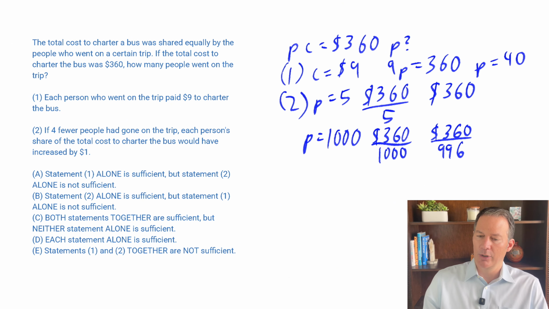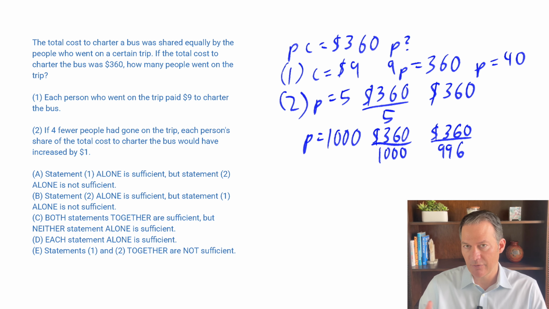So what did we learn here? We learned that as we increase the number of people, taking 4 away has a smaller and smaller impact. So there must be some point along that continuum from 5 people to 1,000 people where taking 4 people away causes the cost per person to increase by exactly $1. And that's all we need to know, right? We know that there's that one number of people that will work, and so statement 2 is sufficient, and we can pick our answer choice, which is D.